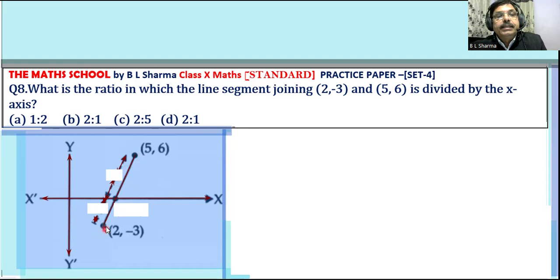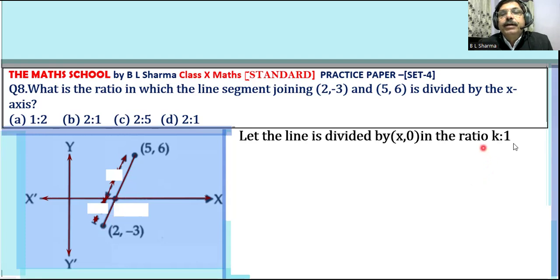ये 2, -3 और ये 5, 6 कोऑर्डिनेट्स हैं। ये एक लाइन सेगमेंट है जो इन दोनों पॉइंट को ज्वाइन कर रहा है। The line segment and the x-axis intersect at this point. We want to find out what is the ratio of this and this. ये किस रेशियो में डिवाइड करता है? हमने कहा मान लीजिए कि ये k:1 रेशियो में डिवाइड करता है, मीन्स k दिस साइड एंड 1 दिस साइड। Let's divide in the ratio k:1.